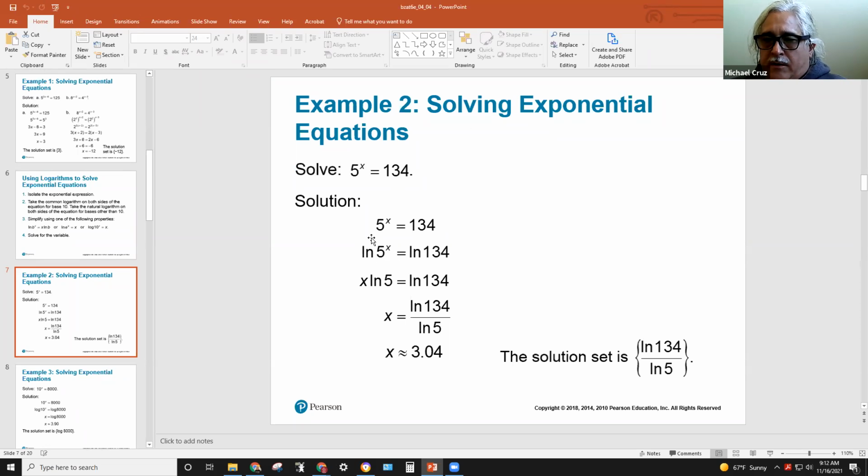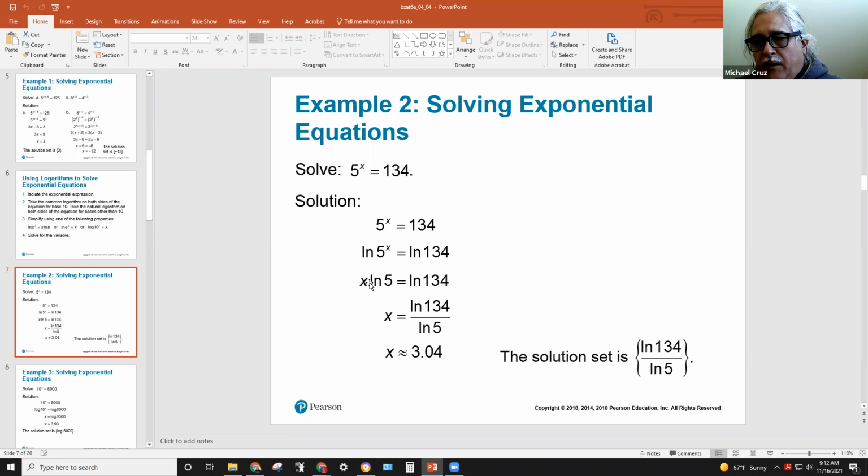All right. So just like any equation, basically, if you do the same thing to both sides, you still have an equation. So we take the natural log of both sides. And the reason why they use natural log is because this wasn't base 10. If it had been base 10, then we could have used the common log. And it really would be a little bit simpler, but anyway. So ln of 5 to the x is equal to ln of 134.